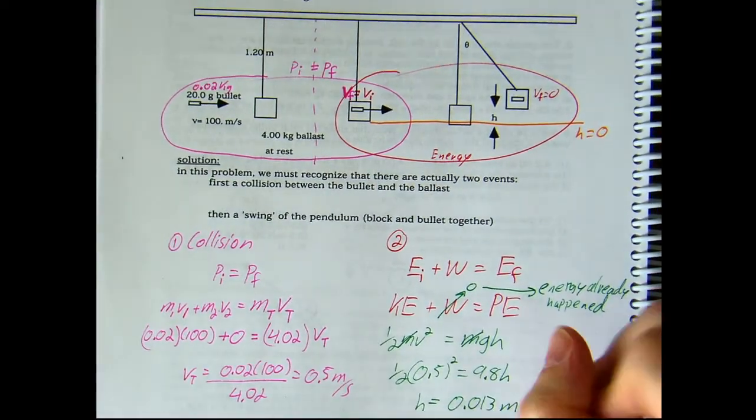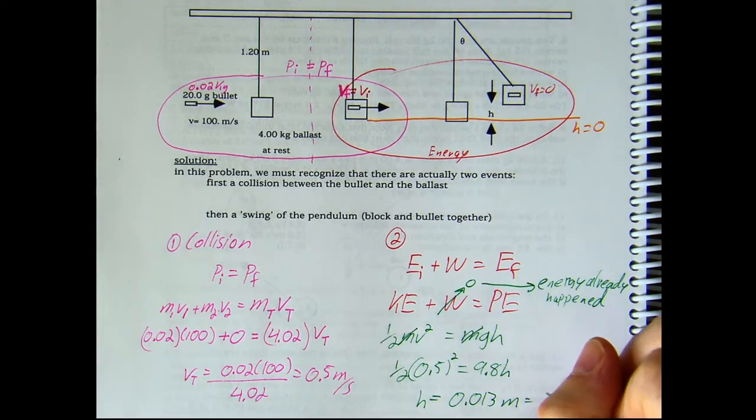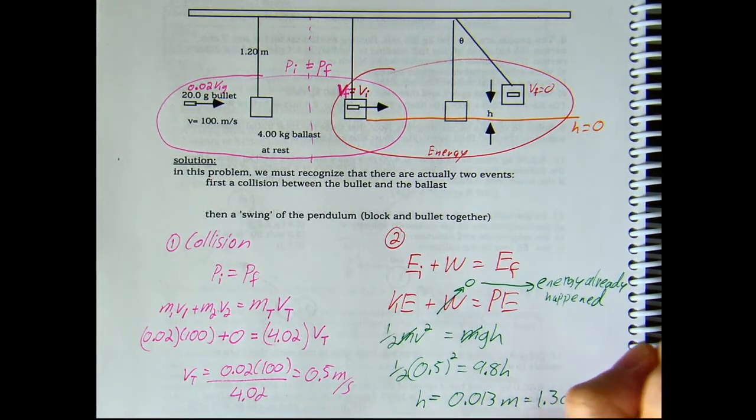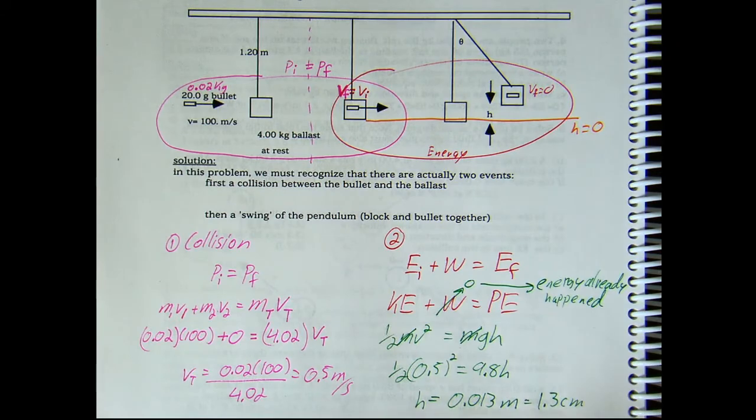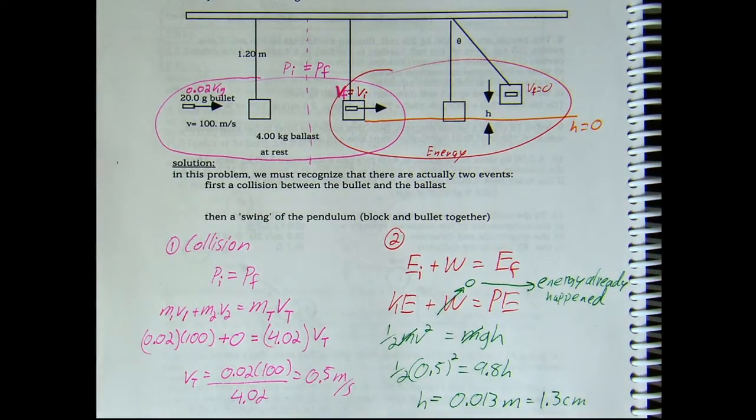So just to give you kind of a picture of what that is, multiply that by 100, we're going to have this thing rise 1.3 centimeters. So the block's not going to lift very far, but it's going to swing a little bit. So the picture that is actually given to us is very over-exaggerated just for the sake of giving you the problem. So that's how we use energy and momentum combined to look at some of these slightly more complex problems. We're going to do 2 more examples, and that's going to be it. So here we go.